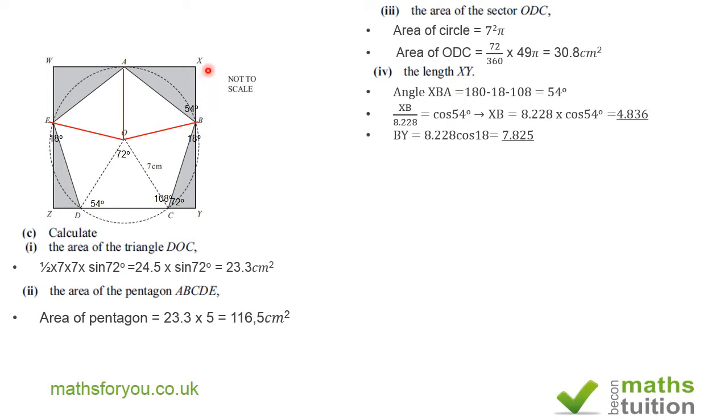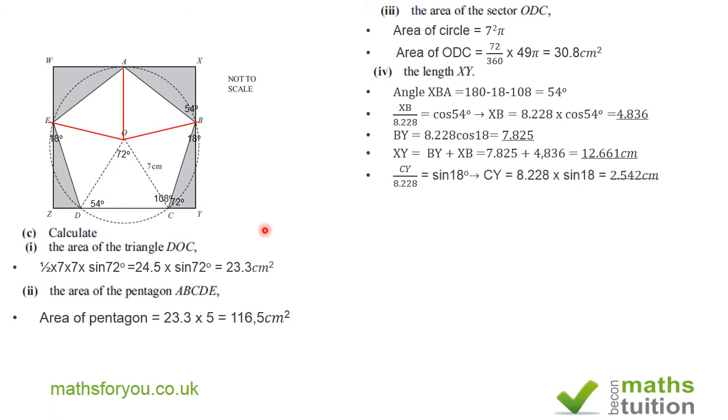So now we are in a position to find the length of XY. XY is the sum of BY and XB, which means 7.825 plus 4.836, and that gives us a value of 12.661. In order to find the area of the rectangle, we now need to find the distance ZY.